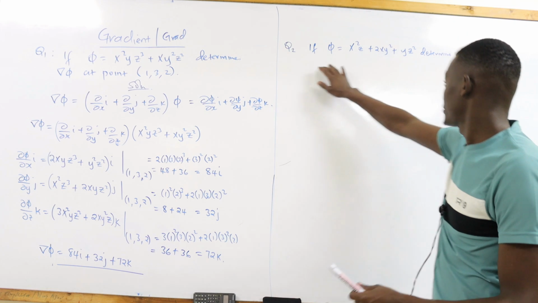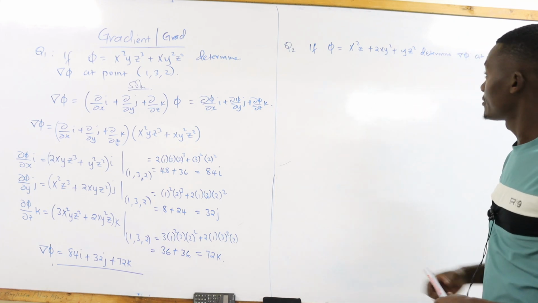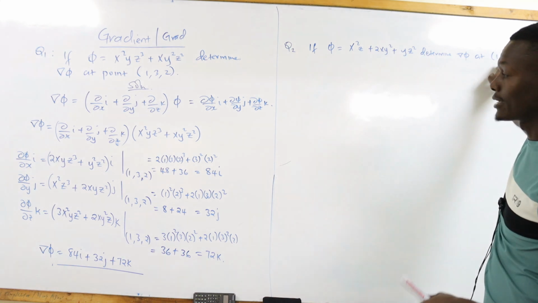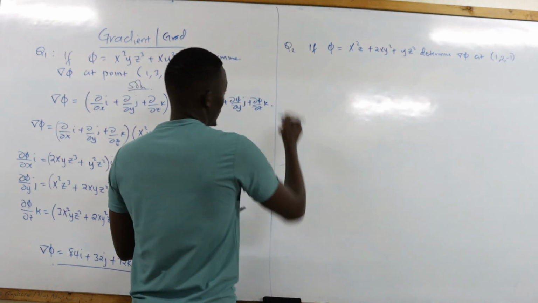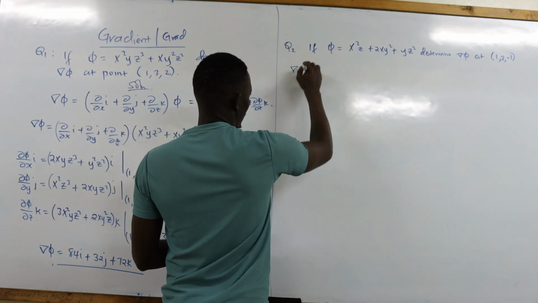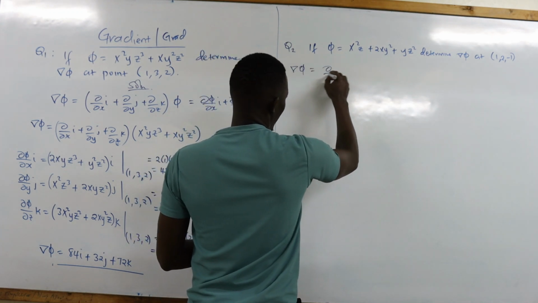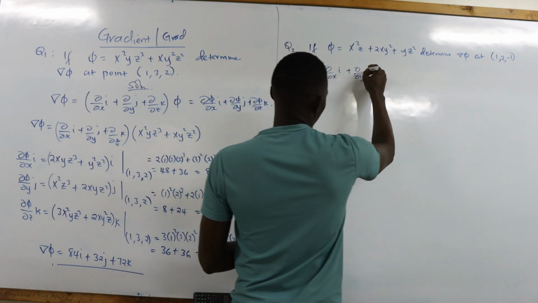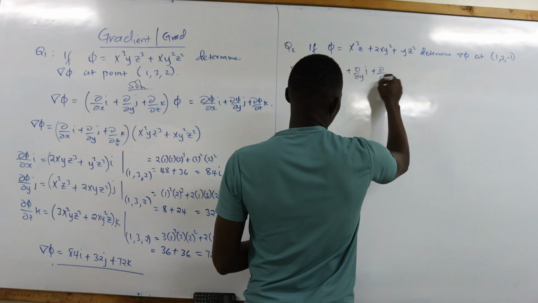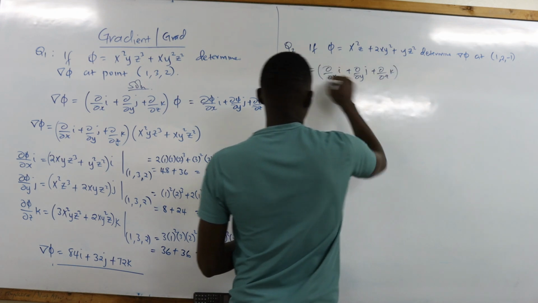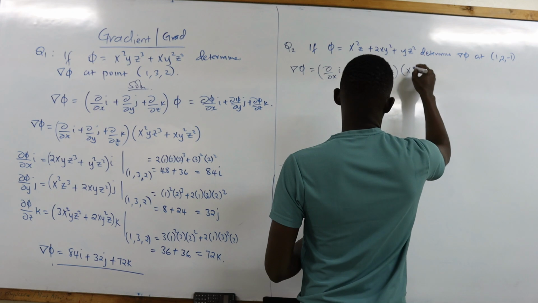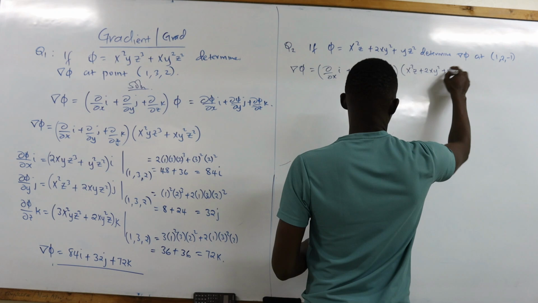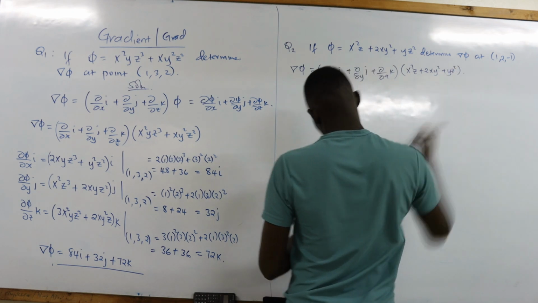Now, so we have a function here. So again, we determine the gradient at point 1, 2, -1. So the same again, this one will be given by, so dx. I always encourage students to write whatever is required before you start solving. Okay, so our function is x squared z plus 2xy squared plus yz squared.